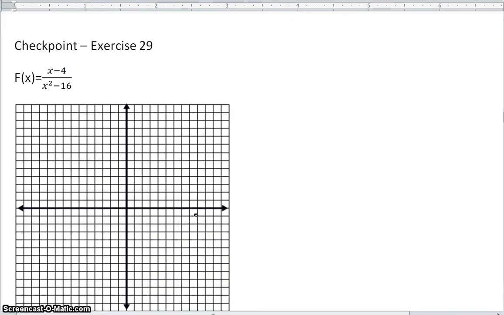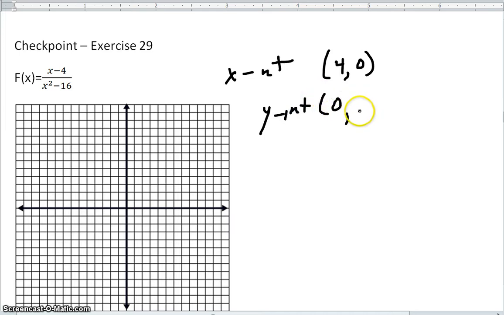So, we'll take a look at this one here, and I'll just show you a couple things the same way. So first of all, very quickly looking at this, to find the x-intercept, where the numerator is equal to 0, that's going to be at 4. The y-intercept is where x is equal to 0. So if I plug in 0, I'm going to get negative 4 over negative 16, so that's 1/4. So I have 2 points on here. I'm looking for asymptotes.